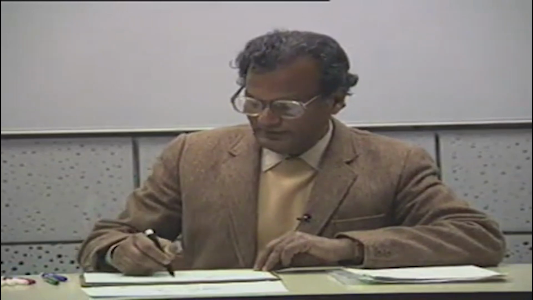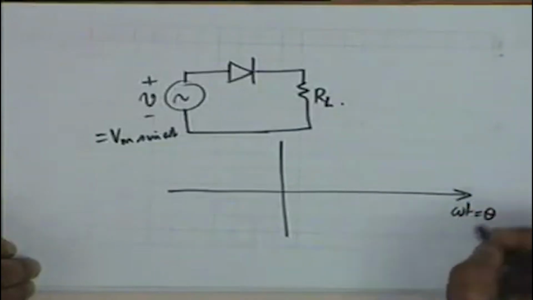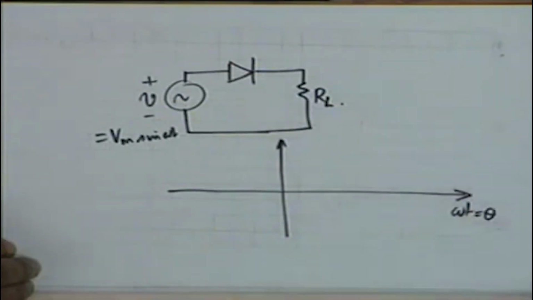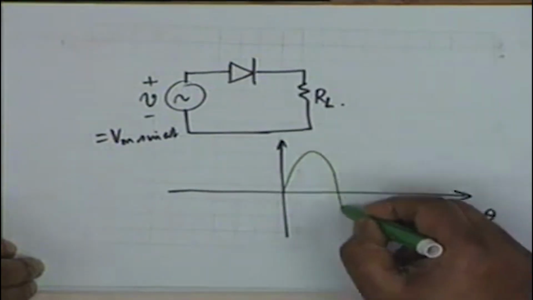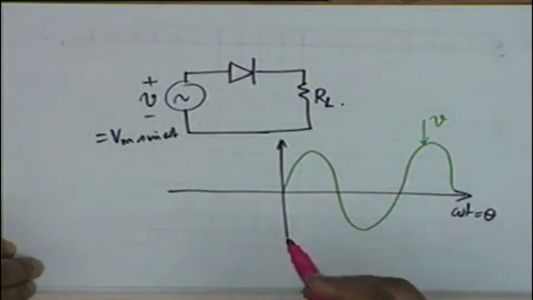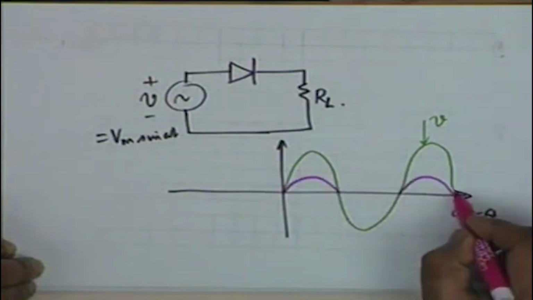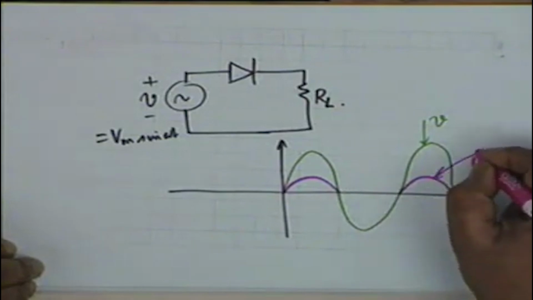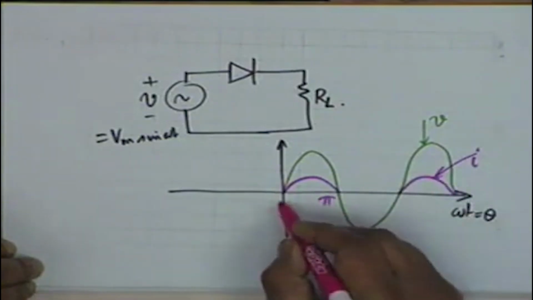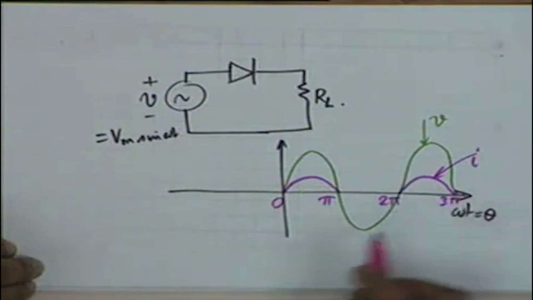The waveform, as I told you, is like this. This is omega t equal to theta, let us say, and we plot current as well as voltage. If the voltage waveform is like this, sinusoid, this is V, then the current flows only during positive halves, and therefore the current waveforms are like this. These are the current waveforms, and the values of omega t are 0, pi, 2 pi, 3 pi, and so on.